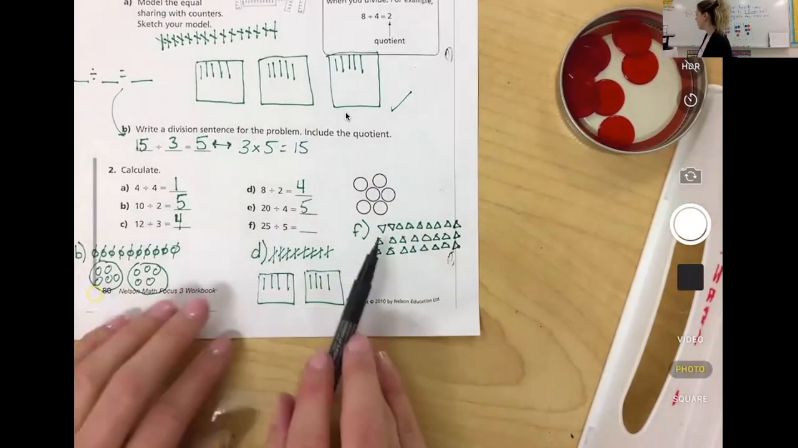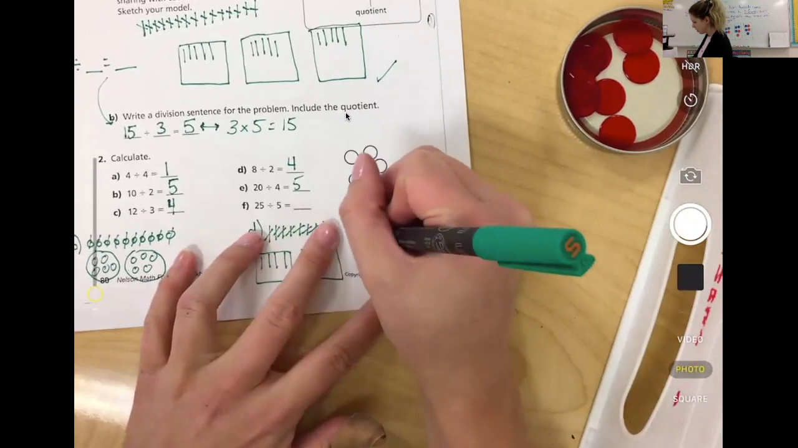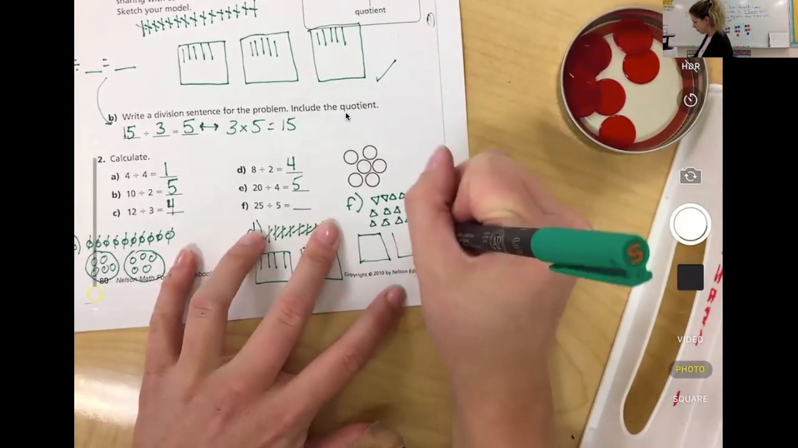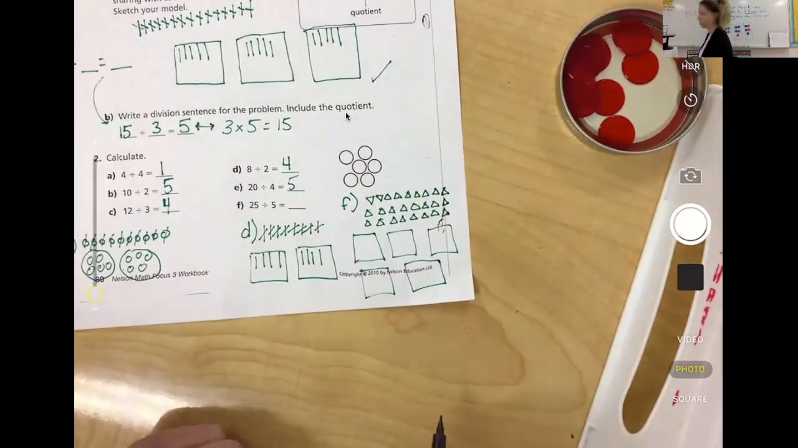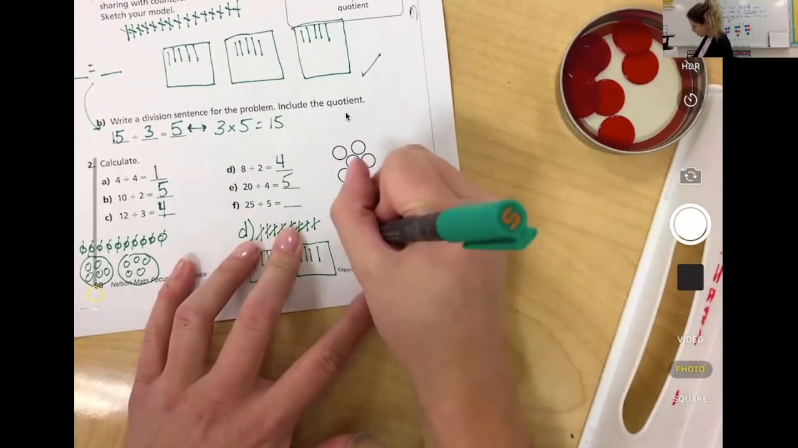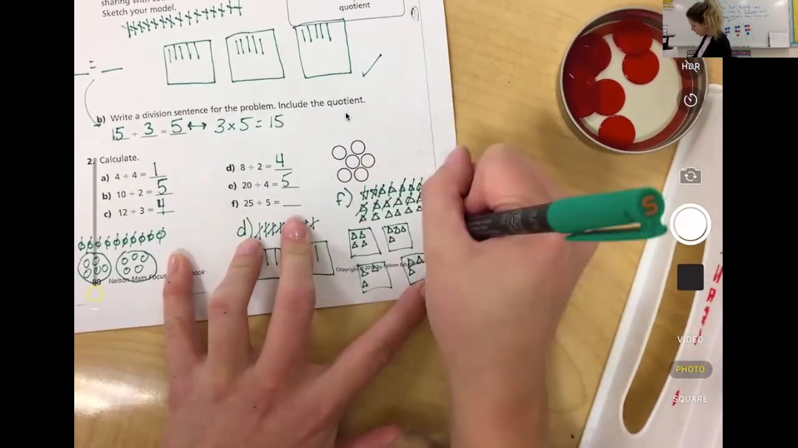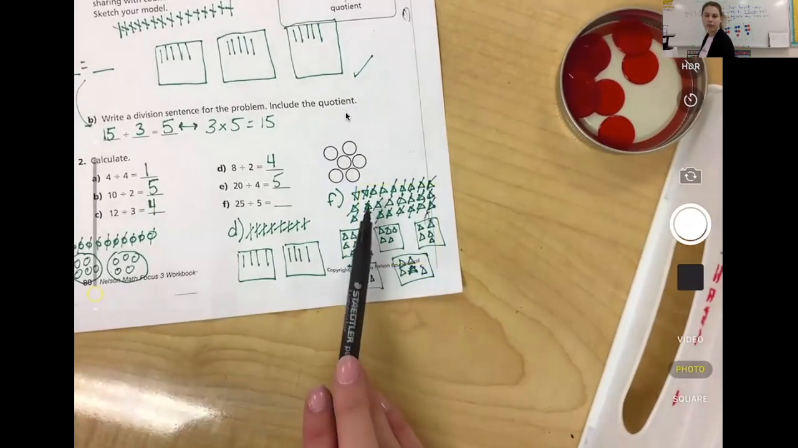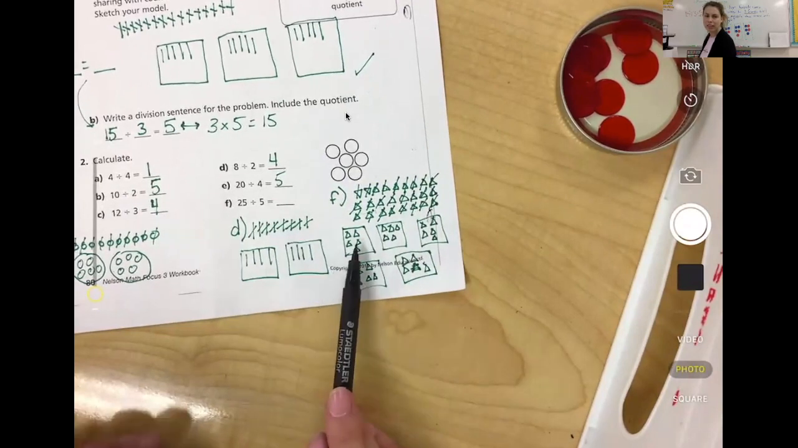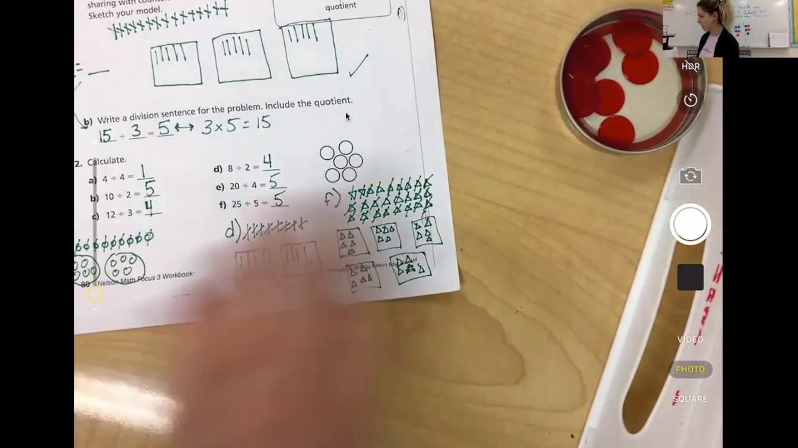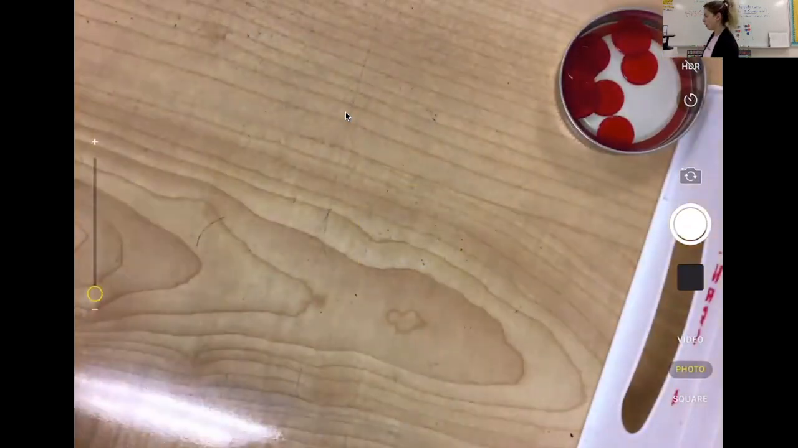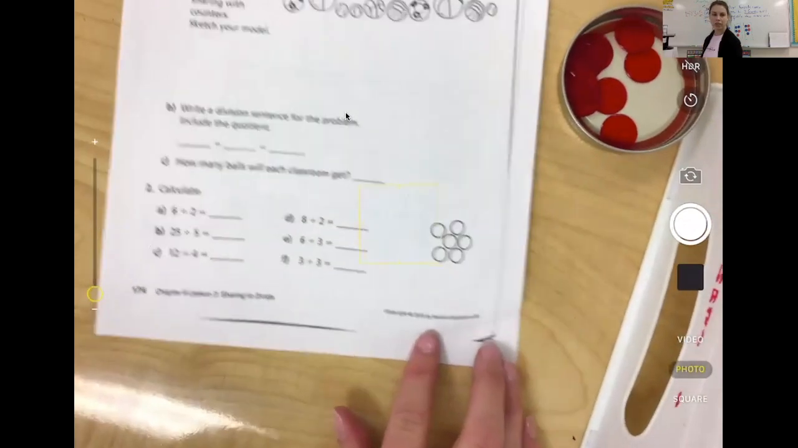So I've got 25 triangles divided into 5 groups. 1, 2, 3, 4, 5 groups, and I'm going to sort them out one by one. So I've got 25 triangles separated into 5 groups. 25 divided by 5 is how many in a group? 5. And that's all, you guys. That's awesome. So once you're done that, or if you understand that, let's move on to going over pages 174 and 175.